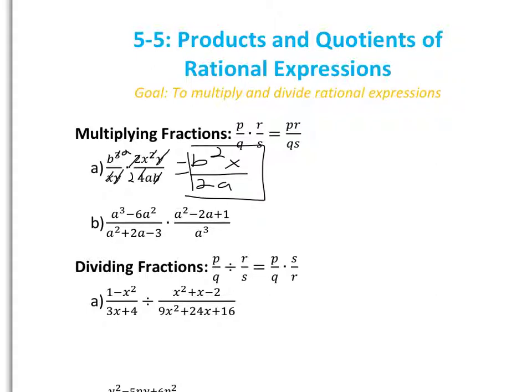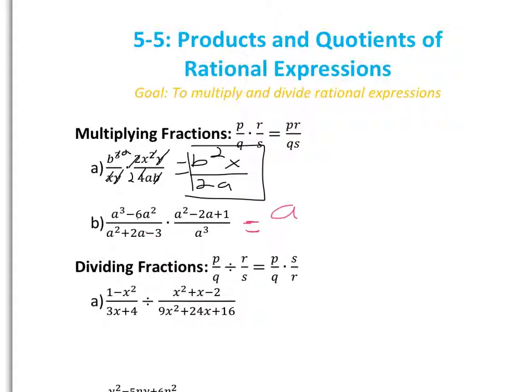Now the second one here is a little bit more difficult because it's easier to actually factor these first. That's what I would suggest you do. So let's factor all three of these rational expressions. This one you could factor. Let's do that first, and then we'll be able to cancel whatever we have left.